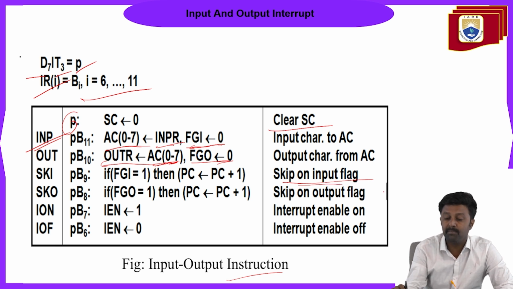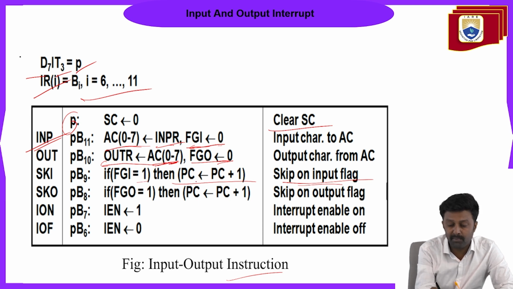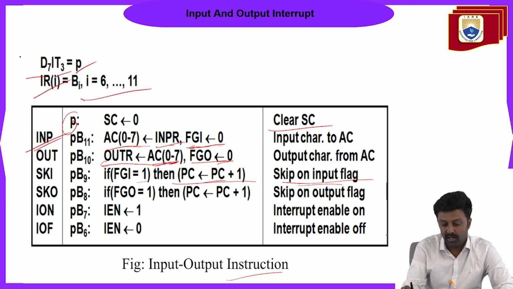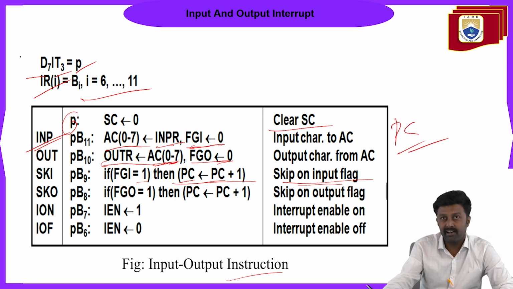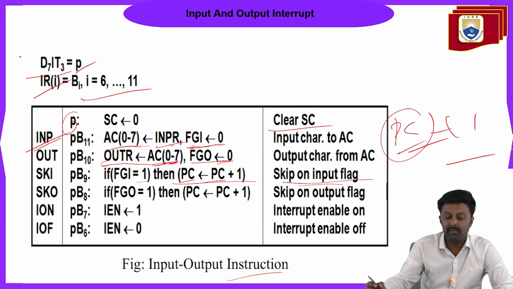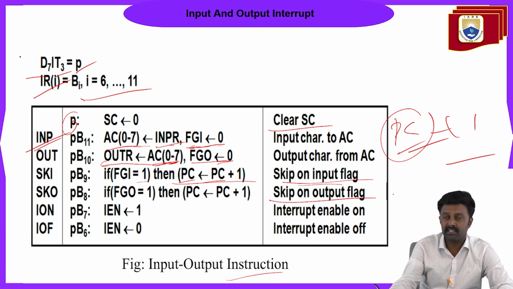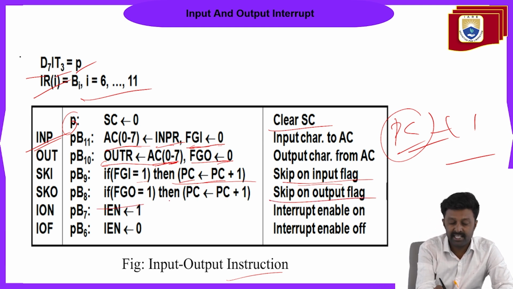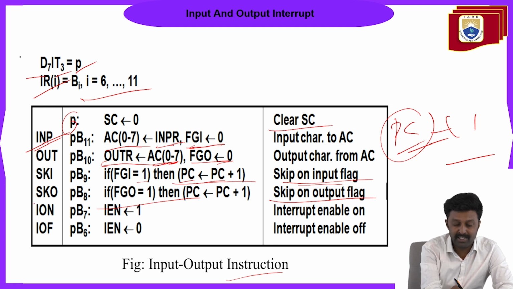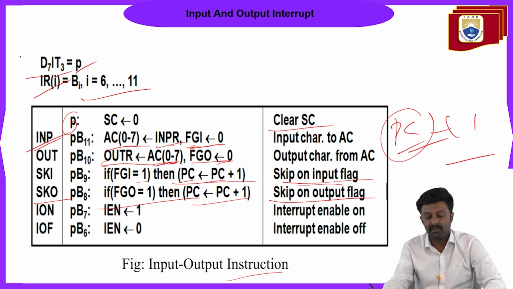Then if you want to skip on the input flag, this is the instruction we will write. If flag equals 1, then the program counter will be incremented by 1. So PC means program counter. So what is the program counter? The function of the program counter is that it holds the address of the next instruction to be executed, and each time the program counter will be incremented by 1. Then for skipping on the flag output, the instruction is represented by SKO. If FGO equals 1, then PC equals PC plus 1.